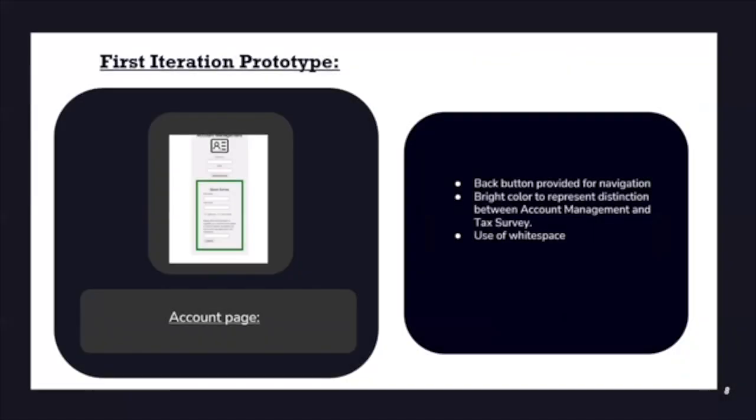The account page. We decided to include a back button on the top left corner for navigation, and we included bright colors to represent the distinction between the top, which is the account management where you put your username and email, and the tax survey. So we see a bright green box to distinguish that. And the use of white space is a lot better because everything is centered.